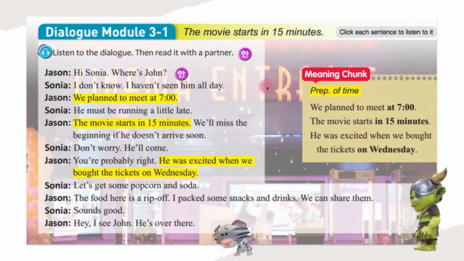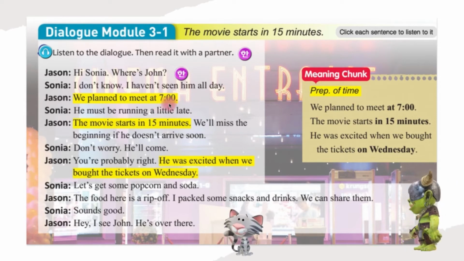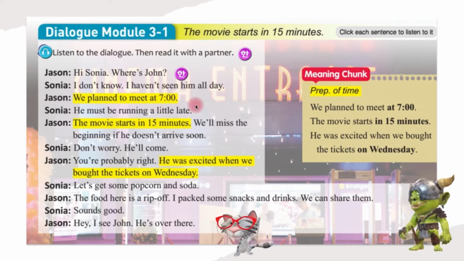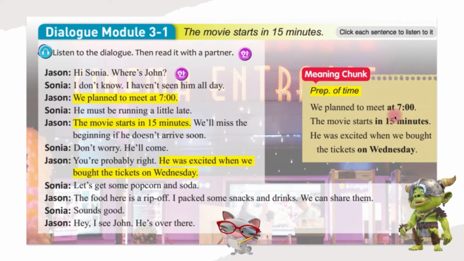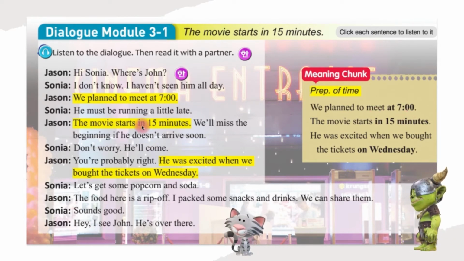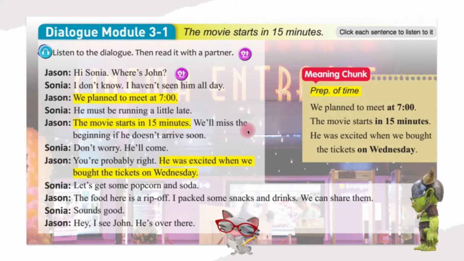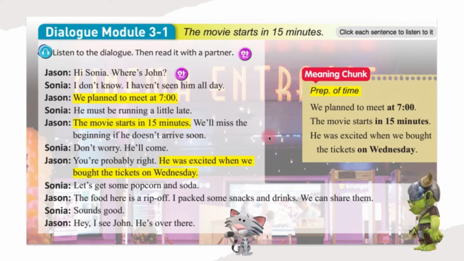In these sentences, you notice the ones that have been highlighted because they are talking about time. They use a preposition, at 7. So at 7 means at 7 o'clock they had planned to meet. The movie starts in 15 minutes. So maybe the time now is 7, so in 15 minutes would be 7:15.